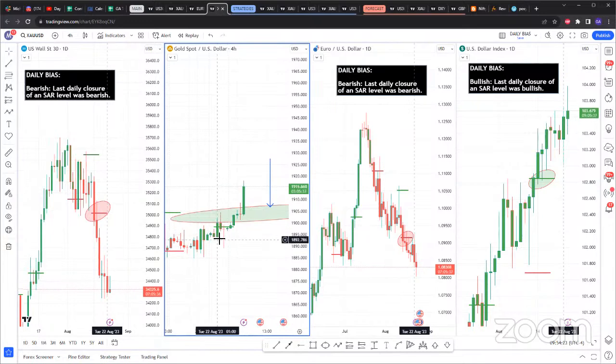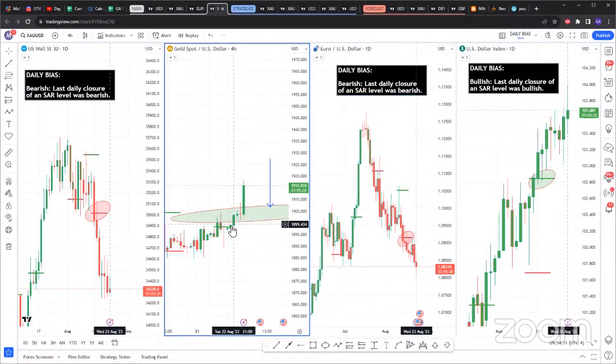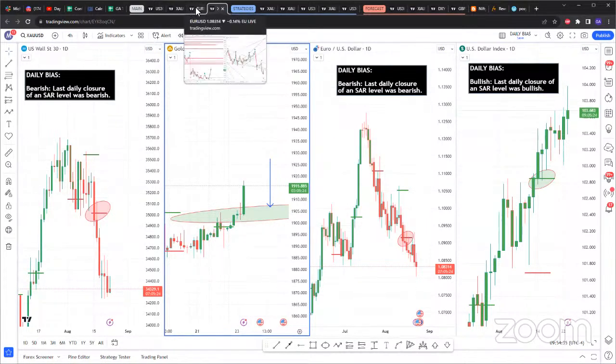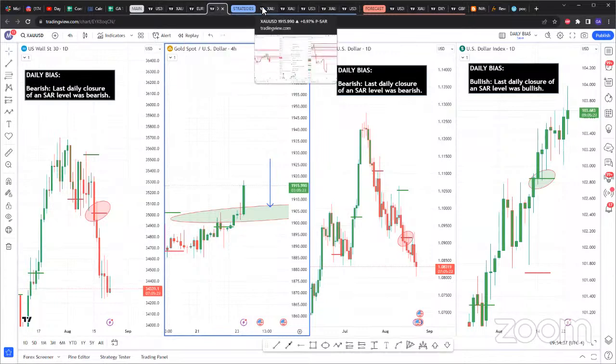So you can see here, this was the only time gold popped up on the 4-hour, and that was at 1 a.m. this morning. So 1 a.m. this morning, that 4-hour candle. I'm glad you showed me that.